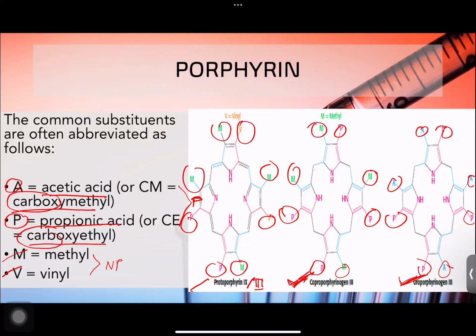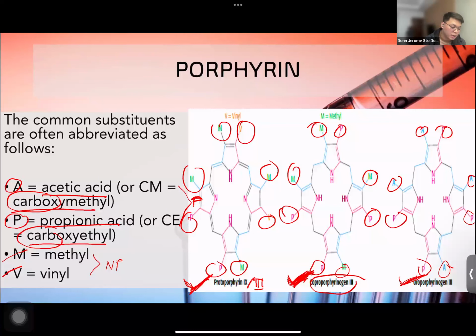Sorry, it's noisy. Uroporphyrinogen. Because? Its side chain makes it more polar because it's carboxymethyl. Okay, because of the acetic acid and propionic acid side chains. But between coproporphyrinogen and protoporphyrinogen, which is more polar? Coproporphyrinogen, because protoporphyrin already has a vinyl side chain that is non-polar.